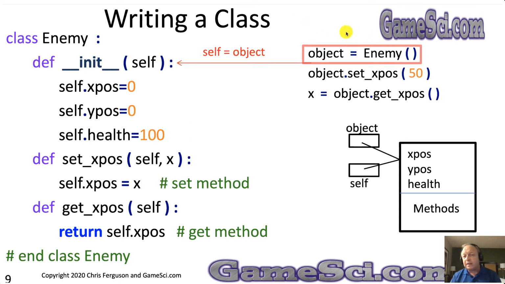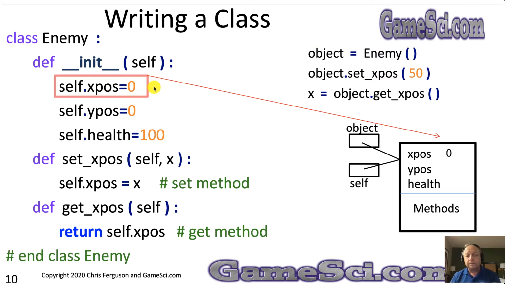Object equals enemy. This is the line of code that creates an object out of our own custom class. When I create the new object, it will automatically call init. And when it calls init, it will set the self variable equal to object. What do I mean by that? The variable object is a reference to this object in computer memory. When we say self equals object, self becomes a second reference to that same object. At the time this code runs, self and object will be referring to or pointing to the exact same object in computer memory. Execute the code in the init constructor.